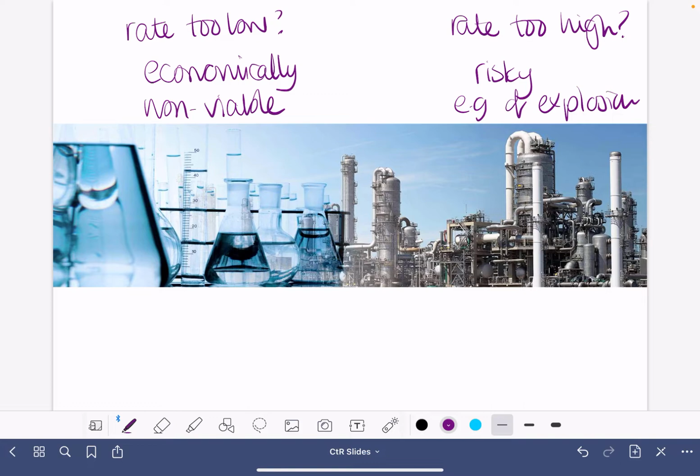There are many more considerations to do with other aspects of chemistry that we're going to look at further on in this topic when we start 3B next week. But for now, we're just considering the rate of the reaction. So it can't be too low, otherwise it won't make money, and it can't be too high, otherwise there'll be risk of explosion. So chemists have to find some sort of middle ground.